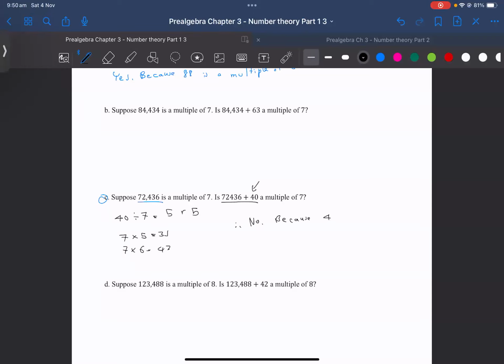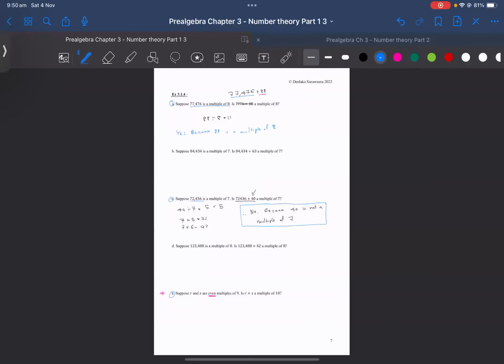40 is not a multiple of 7. So because 40 is not a multiple of 7, when you add a multiple of 7 with something that's not a multiple of 7, the whole thing is also not a multiple of 7.